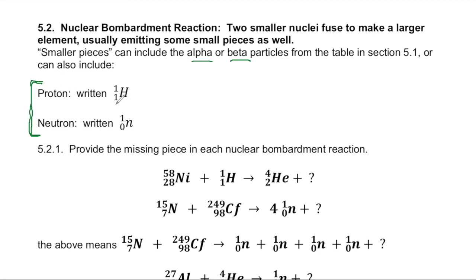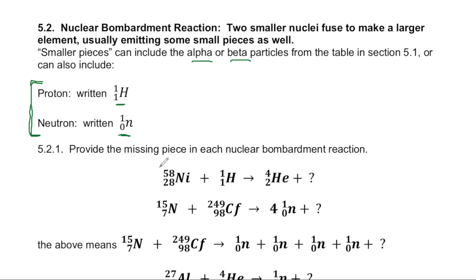A proton is going to be written like this because something that only has one proton is a hydrogen atom with a mass of 1. And then a neutron, we just would write it like this. It has no atomic number. It's not a proton, so it has a 0 here, but it does have 1 mass.